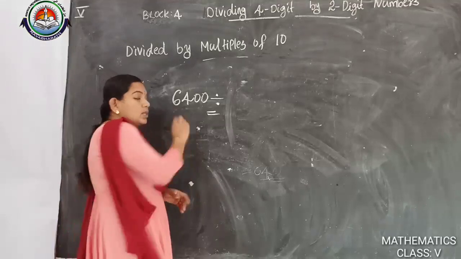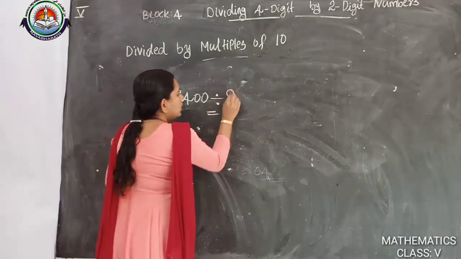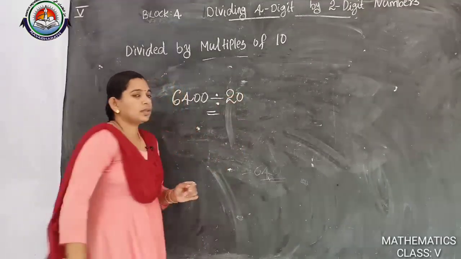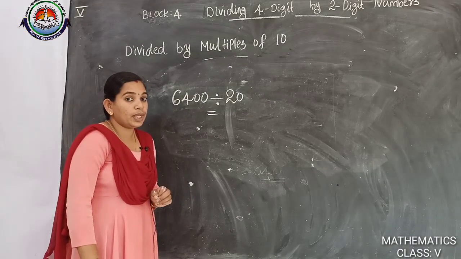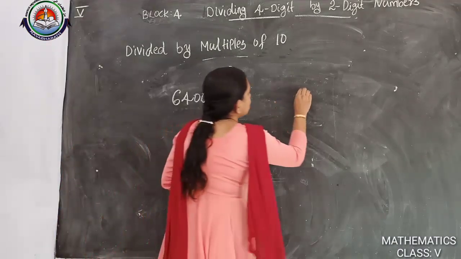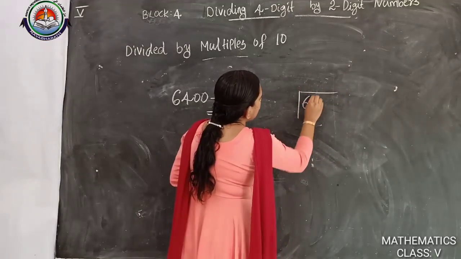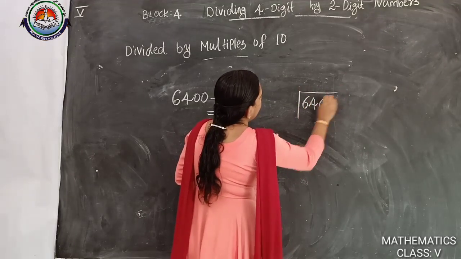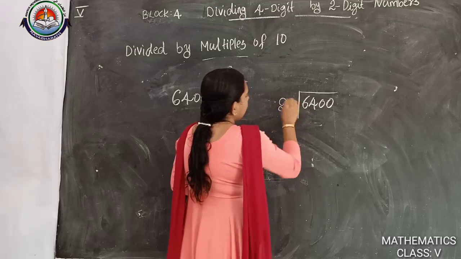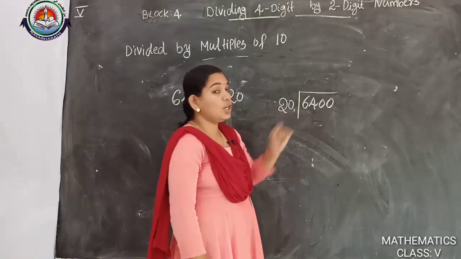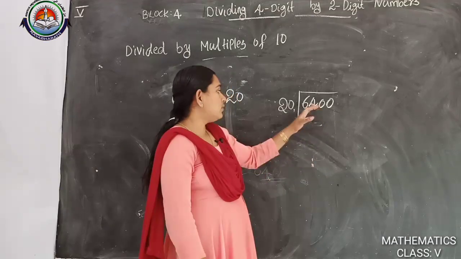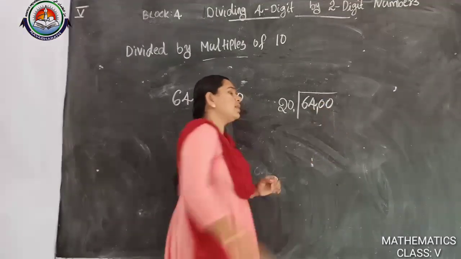Question is 6,400 divided by 20. First we are doing the long division method. Here a 2-digit number divides a 4-digit number. First we take the 2-digit number 64.